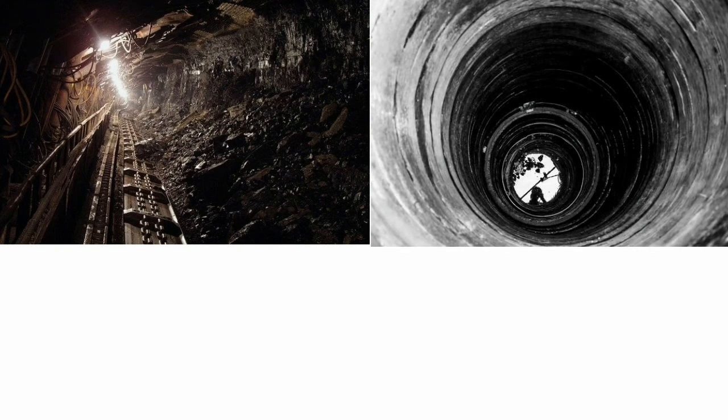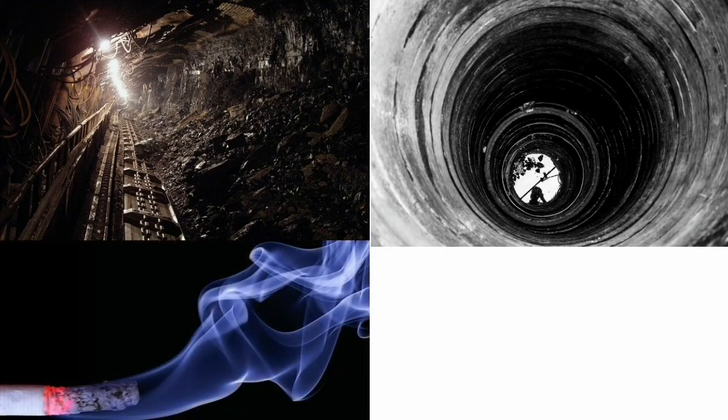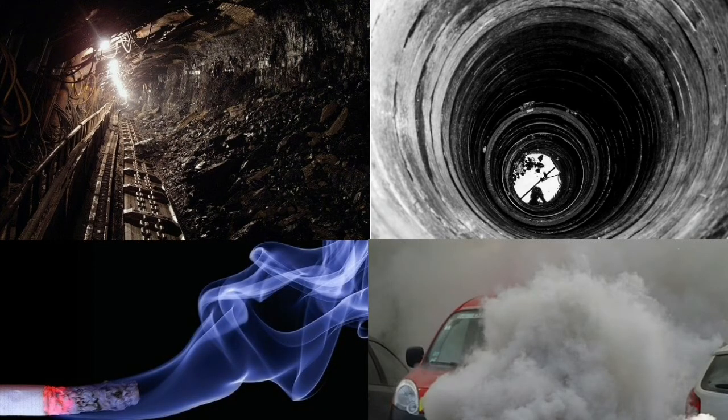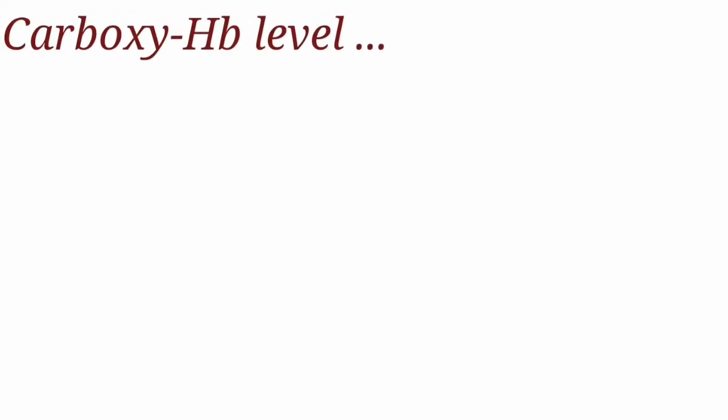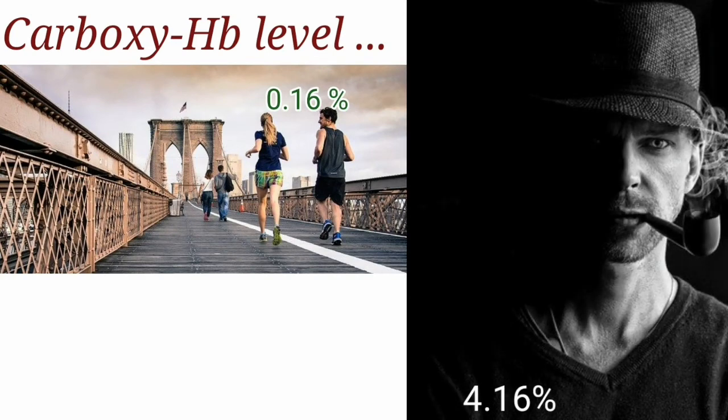Exposure to carbon monoxide occurs to people working in the mines, working in deep wells, persons with heavy cigarette smoking, and incomplete burning of petrol. The carboxyhemoglobin level in normal people is 0.16%. An average smoker has an additional 4% of carboxyhemoglobin.